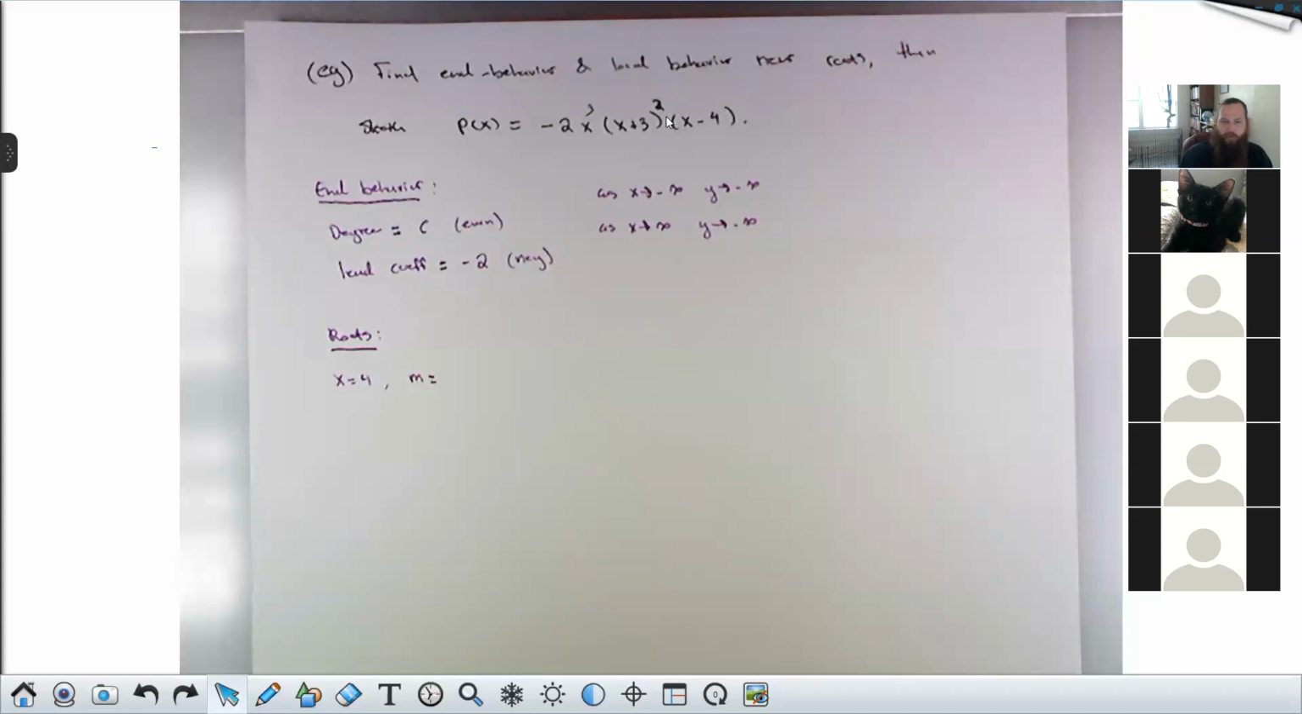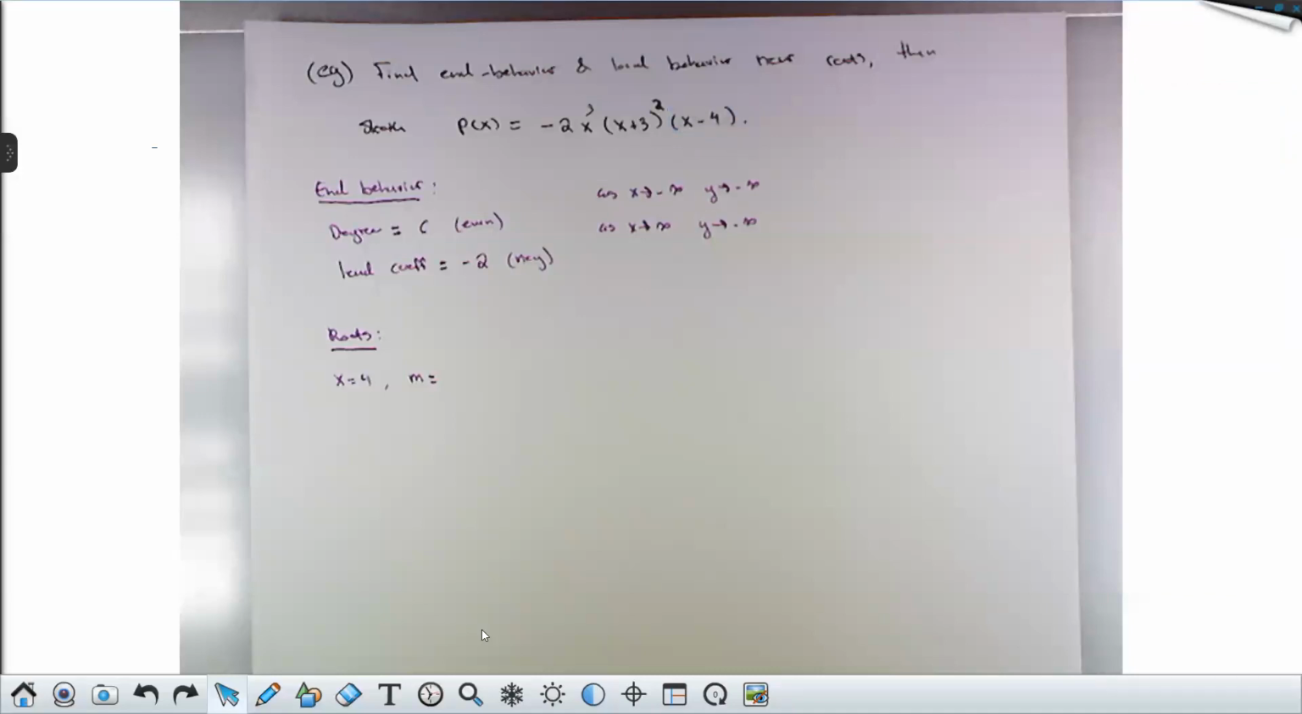Remember, the multiplicity is the power of the factor from which the root comes. So what's the multiplicity of the root at 4, the root that comes from this factor? What is the power of this factor? 1. 1.